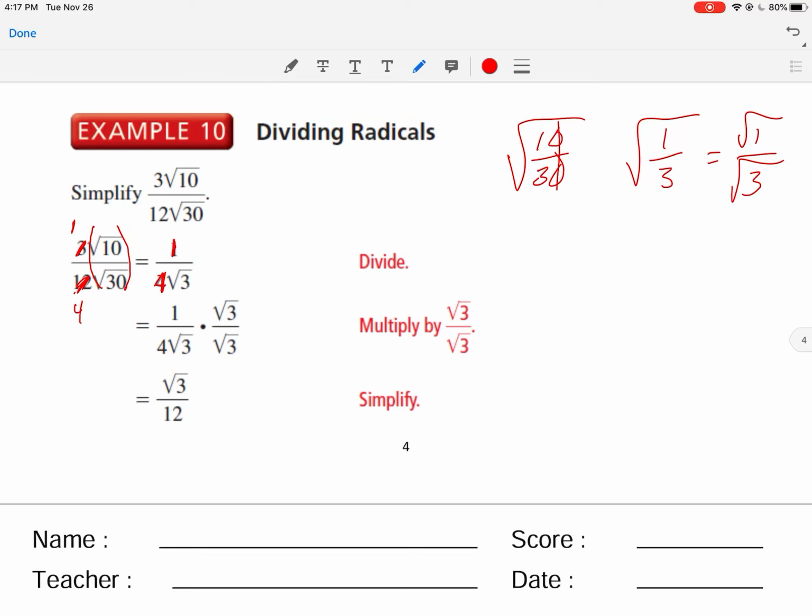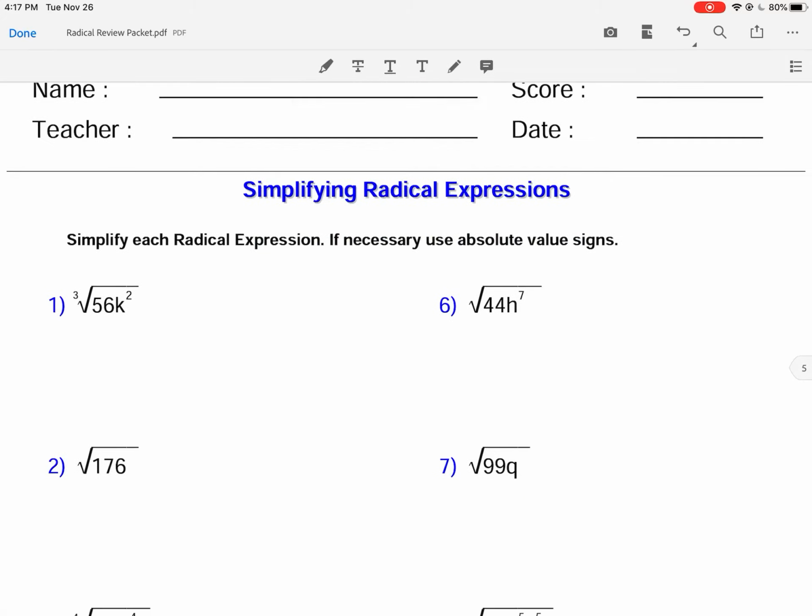Now what we can't have is that square root down there. We don't have to worry about the 4. We have to worry about the square root of 3. So multiply it square root of 3 top and bottom. Square root times itself is the number underneath. So 4 times 3 is 12. Square root of 3 times 1, square root of 3.